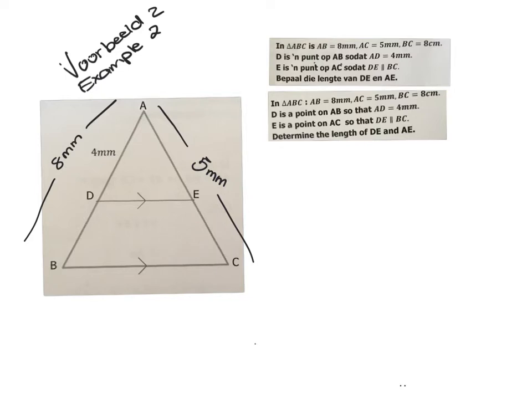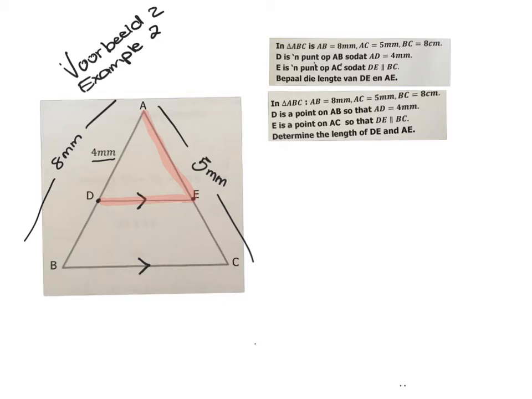They also say that D is a point on AB. D is 'n punt op AB, sodat AD 4 millimeter is. E is a point on AC to make sure that DE is parallel, that one, to BC. Hy is parallel aan mekaar. Nou wil hulle hê, bepaal die lengte van DE, daai een daar, en van AE, daai enetjie daar.